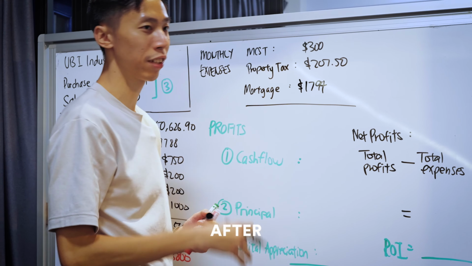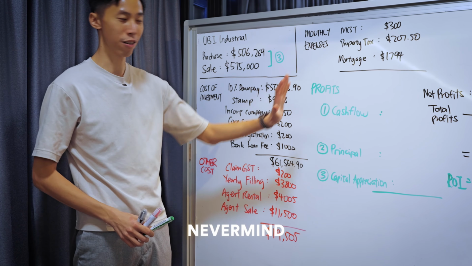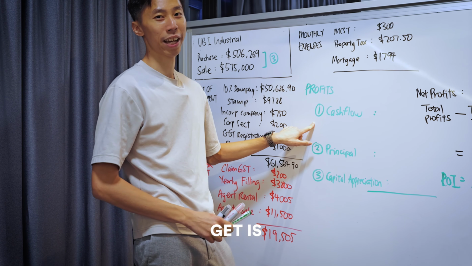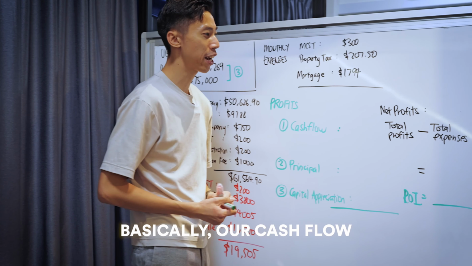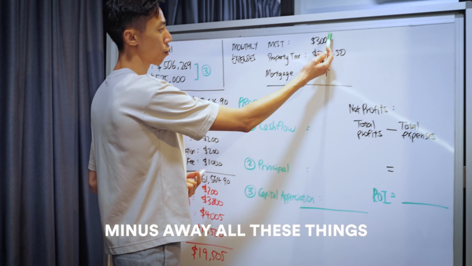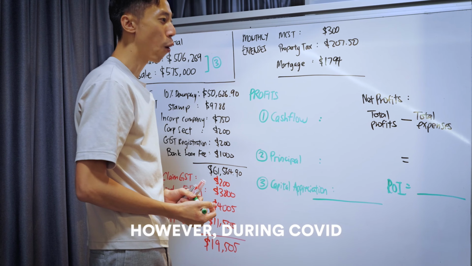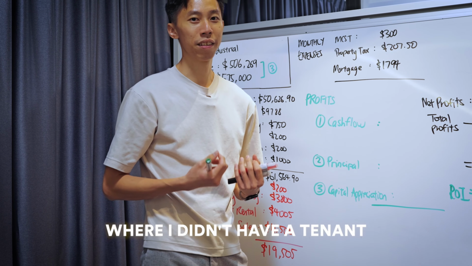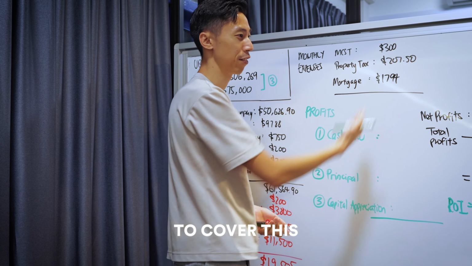So now, how does this all come into play? Very simple. Let's look at the profits first. If you don't understand this part, never mind, I'll come back to it again. But let's look at the profits first. The first profit that we're going to get is cash flow, right? So what is our cash flow? Basically, our cash flow is the rent minus away all these things because we use the rent to pay all these things. However, during COVID, which we were affected by it, there were times where I didn't have a tenant. Then obviously, then nothing will cover this. It's my own money to cover this.